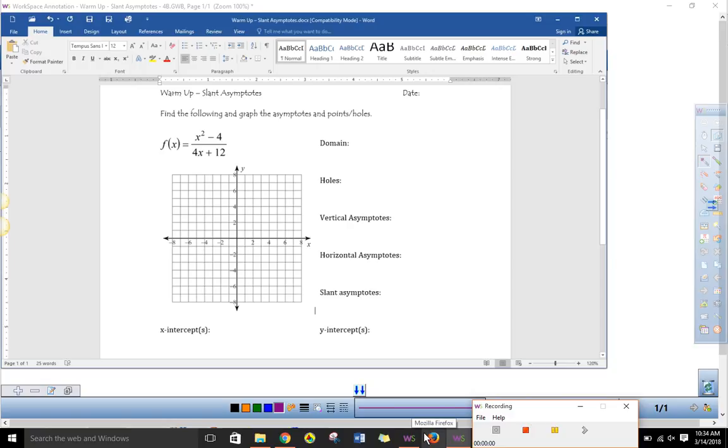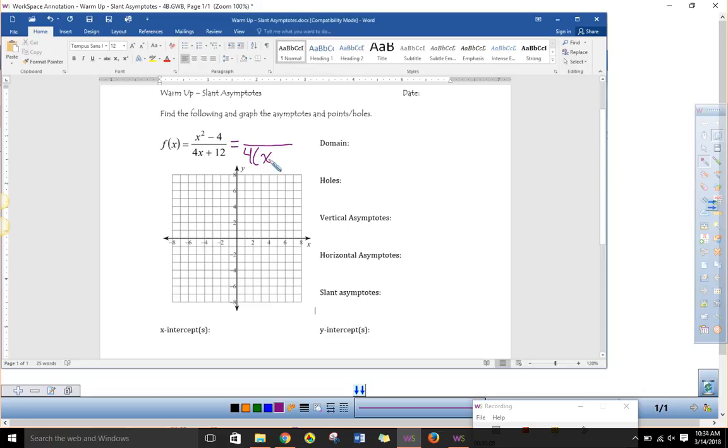What's the first thing you can do? Greatest common factor. You want to factor first? All right. Which one has the greatest common factor we can take out? On the bottom, you get a 4. So you take out 4 on the bottom. Good. What does that leave you with?